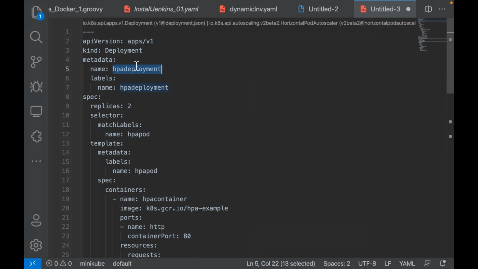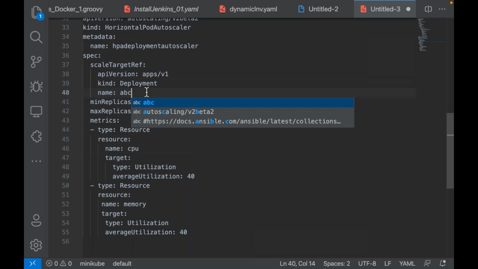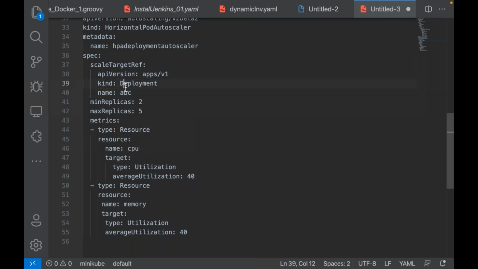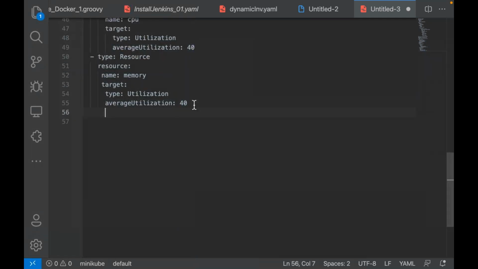Suppose here I give ABC, and the deployment name is ABC. Can I have something like this? The scale target reference as ABC. Understand the concept. Don't memorize any values or commands, right? So the HPA is trying to target this deployment. Okay. Now I can define something like this.